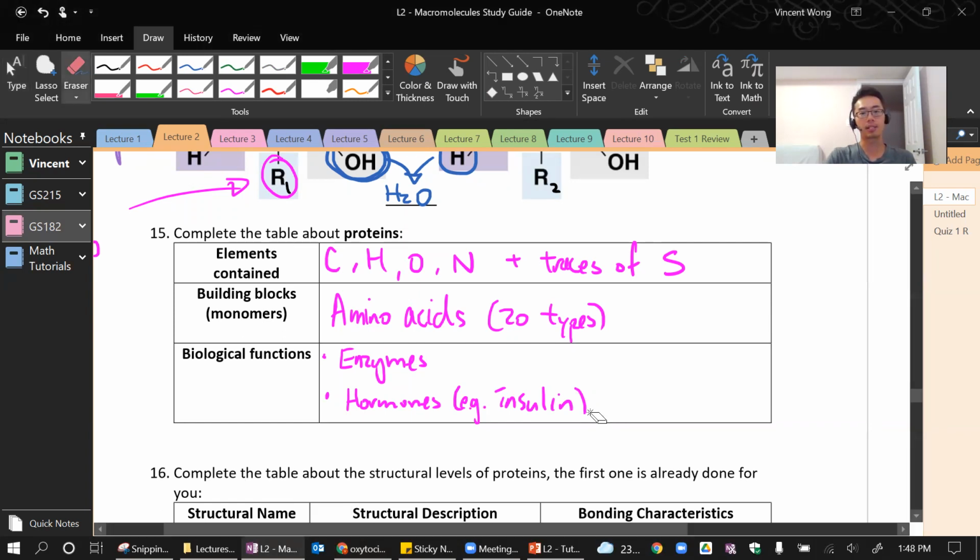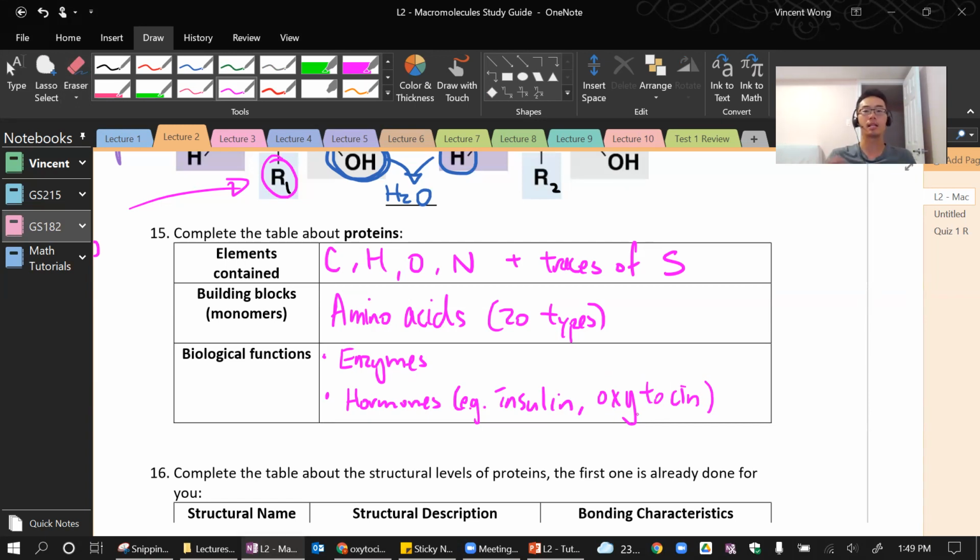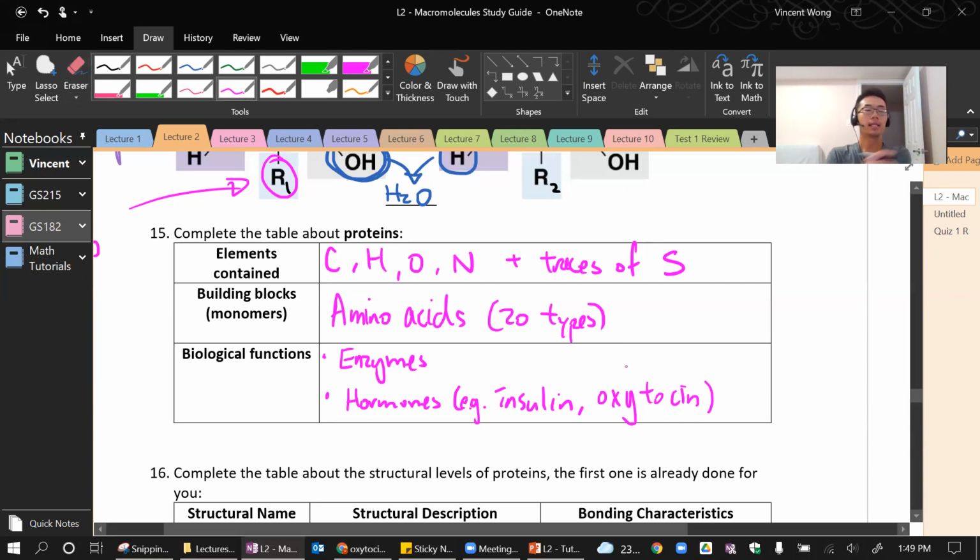Since someone said oxytocin, I will put that in here. You don't really have to know this. You learn this next semester when you take anatomy and physiology with me. Well, it doesn't have to be with me, but could be with someone else. Oxytocin is something that helps milk production, as well as helps push the baby out. So that's also a peptide.